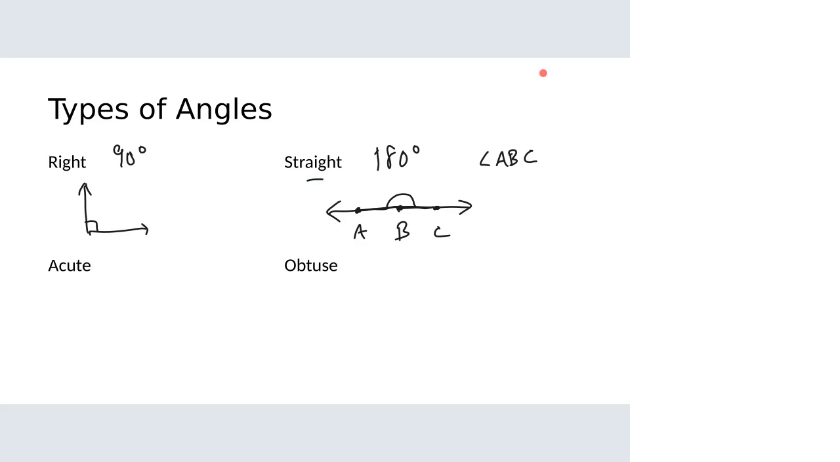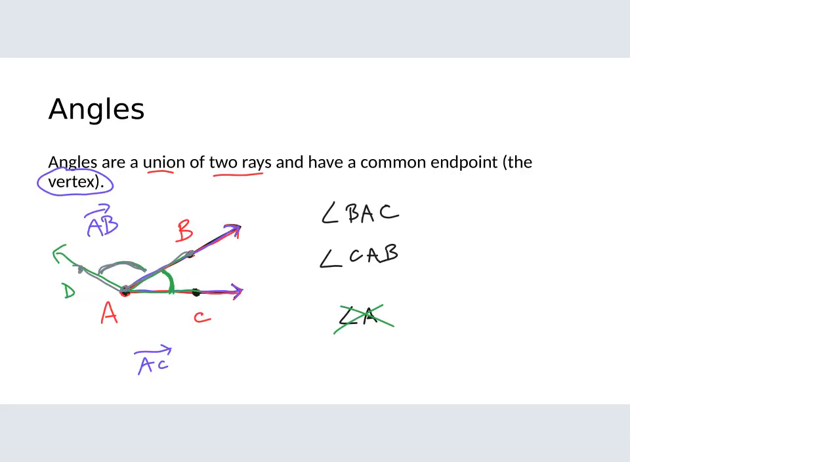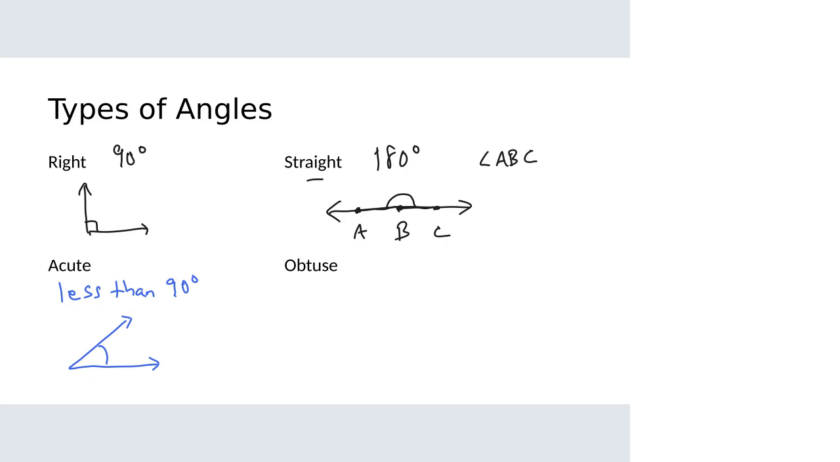An acute angle is any angle that's less than 90 degrees. So any angle less than 90 degrees, like that one right there, would be an acute angle. Angle BAC here would be an acute angle. And then an obtuse angle is any angle that is larger than 90 degrees.